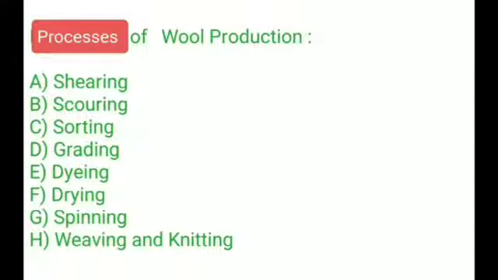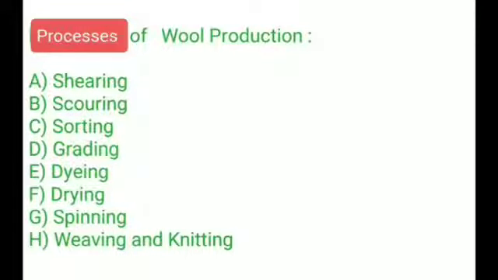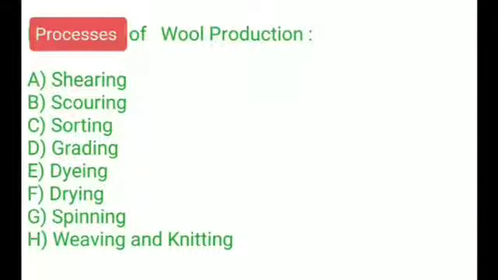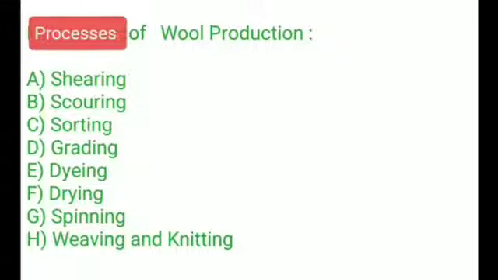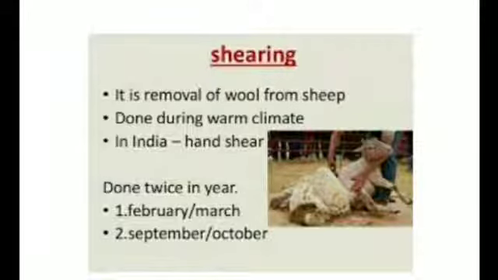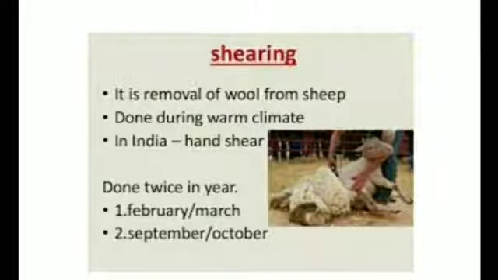Next, I am going to explain the processes of wool production. The processing of woolen fabric from the sheared fleece involves the following steps. First is shearing. The process of removal of fleece from the body of animals like sheep is known as shearing. It is done with the help of a pair of scissors or a shearing machine, and the person who removes the wool is called a shearer. The process of shearing does not hurt the sheep. In fact, the fleece is removed during the summer months, so it helps the sheep keep its body cooler.